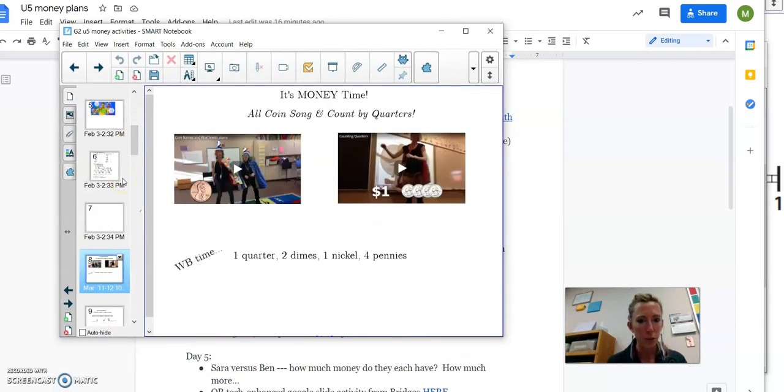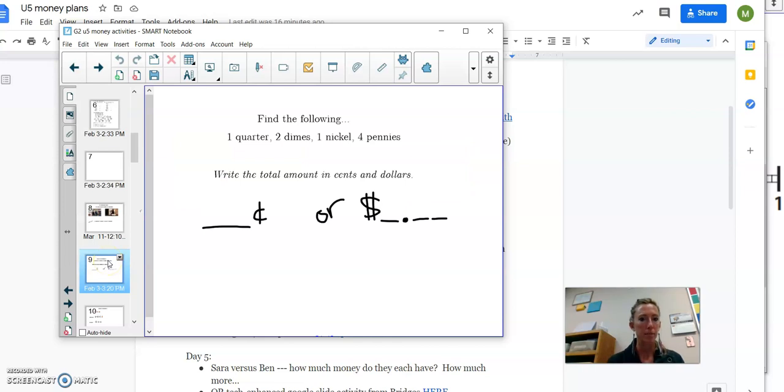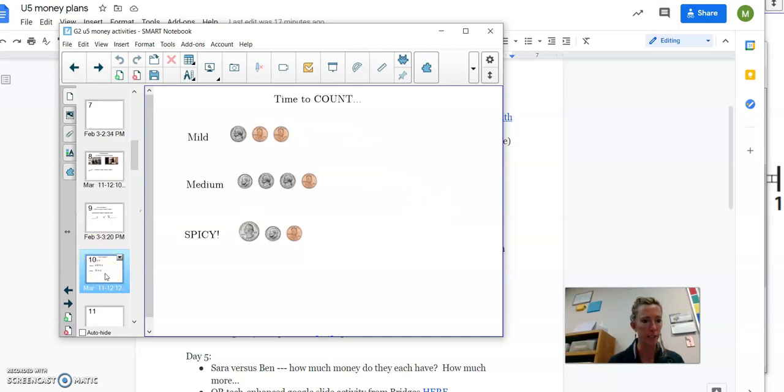Then you go on to day 3, and again, you have a new coin song with me and Miss Cinderella, and then we practice counting by quarters together. And then whiteboard time. That means take out your whiteboard and you have coins on your desk. Go ahead and take out 1 quarter, 2 dimes, 1 nickel, and 4 pennies and try and figure out how much is that worth, okay? And then that same amount right here, you're going to write that in cents and also with the decimal point, okay?